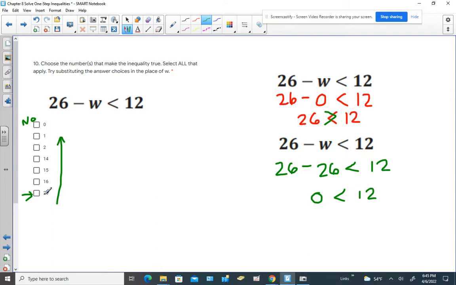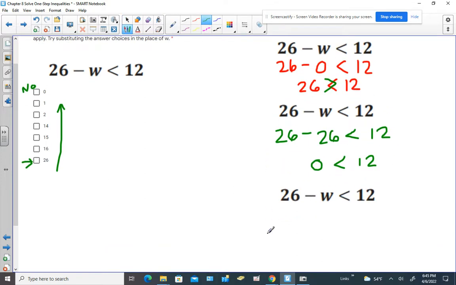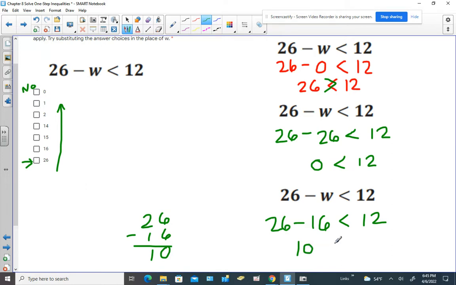We'd pick 26. What if we substitute in a 16? 26 minus 16, is that less than 12? If we do 26 minus 16, some people like to set it up vertically. If you're not good at horizontal subtraction, set it up like this. Here you get the 0. Here you get the 1. This minus this is 10. Is 10 less than 12? It is. So we would pick 16 as another one of our choices.